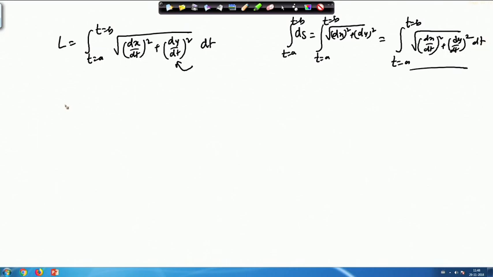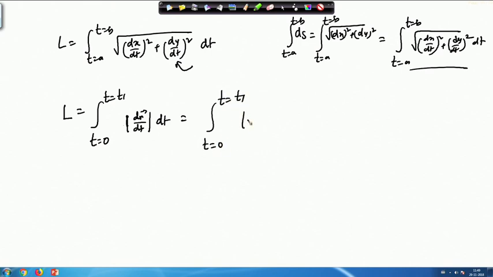Now in case of vector calculus, our L, let us say we start from t equals 0 and we are at t equals t1, and the magnitude of r dot is basically square root of (dx/dt) whole square plus (dy/dt) whole square. Instead of writing it again, this can be written as mod of dr/dt, because r is a vector, times dt, or as a small notation, simply mod r dot dt. So these two formulas are the same, because the mod of r dot is nothing but this thing.